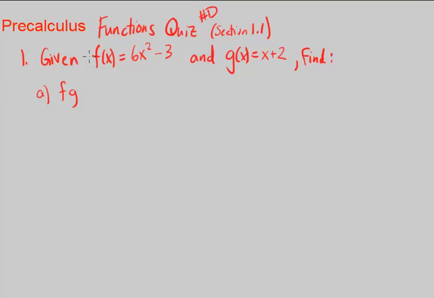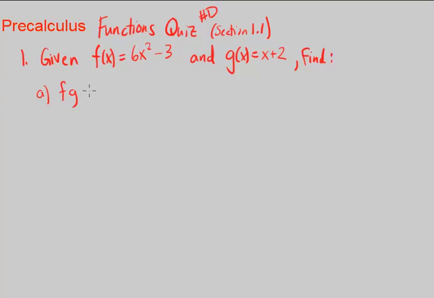So this is Precalculus, the functions quiz from version D of quiz number 1. Here we're given f of x is 6x squared minus 3, and g of x is x plus 2. We're asked in part A to find fg.